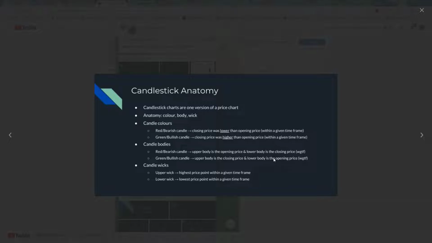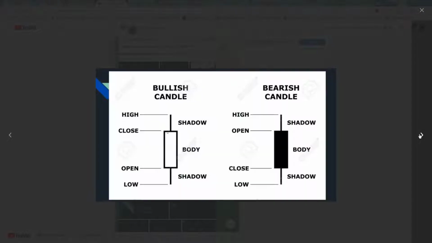So let's talk about candlesticks. This is really important, how to read these candlesticks, how to understand them. Candlestick charts are a version of a price chart. You could have line charts, there's a ton of different types of charts. But this candle color, you've got your red or bearish candle, and your green is a bullish candle. Your candle body is the solid part of the candle, and then your candle wicks, and I'll show you these.